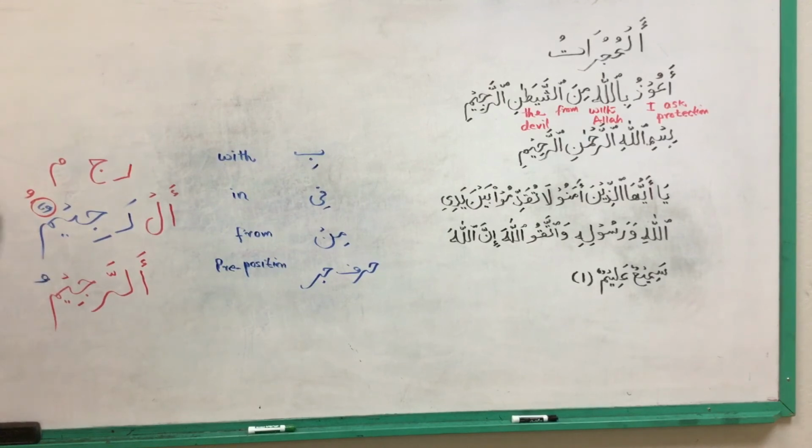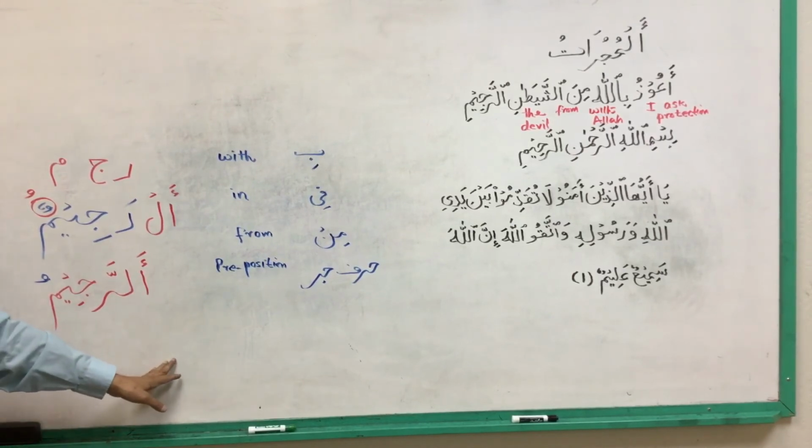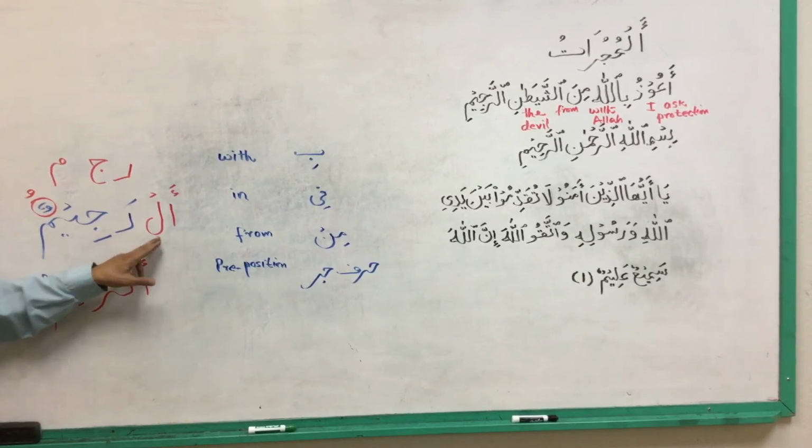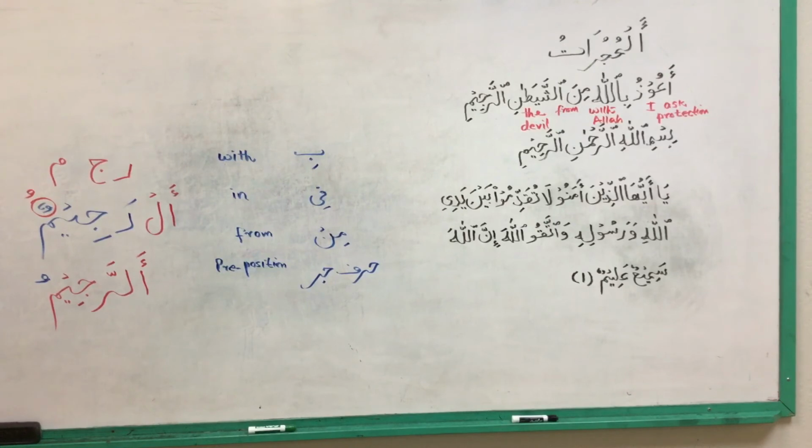Then we said, okay, this could be any, we want to make some specific one, so we add al there. Al brought its own activity, which means first thing it did, it says that 2 dhammas will be changed to 1 first. Then it said, now I want to pronounce it in a shortcut. So I'm not going to pronounce lam but ra twice. Ar-rajimu. Ar-rajimu means the one who is cursed a lot.